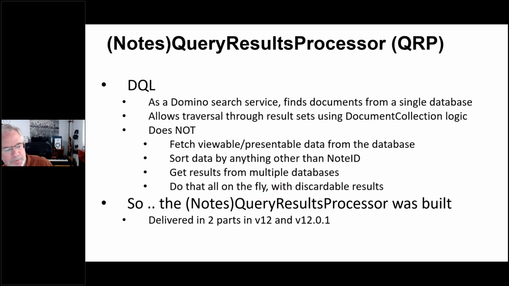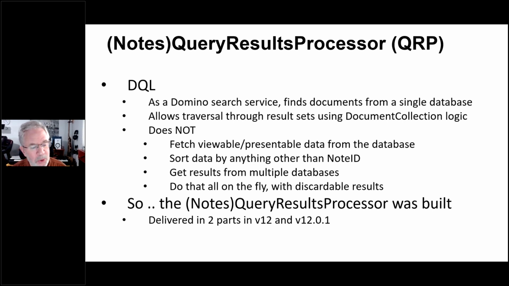Okay, so the reason we invented the Query Results Processor was that DQL is out there, and it finds, as I mentioned, every possible way you can find a document in Domino. It does that for a single database, and it allows for manual traversal through the result sets, or anything you do with a Notes document collection. We can do that using DQL.